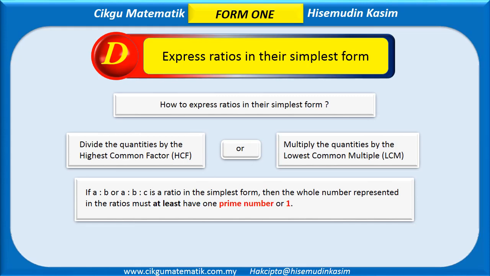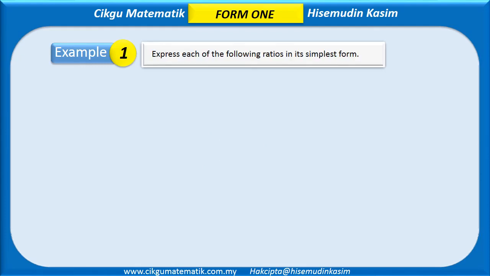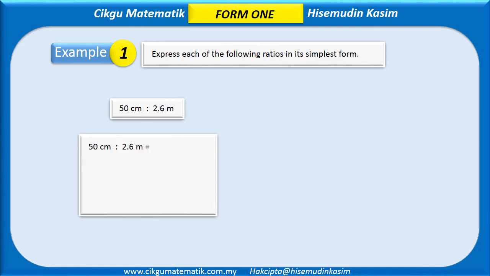Example 1. Express each of the following ratios in its simplest form. The ratio of 50 cm to 2.6 m.